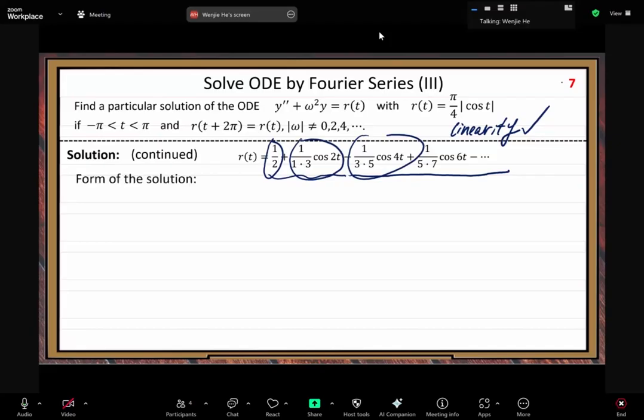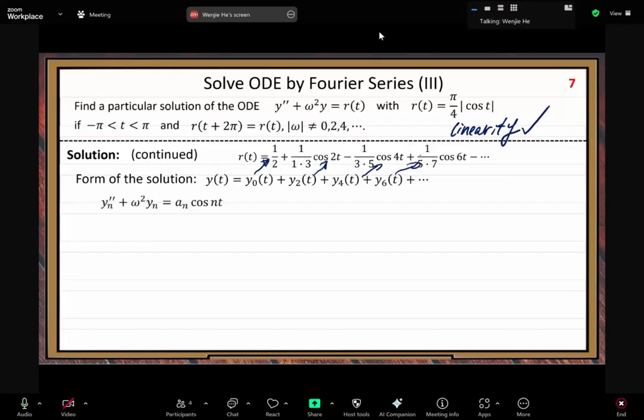So the form of the solution, we represent it as the sum of y0, y2, y4. y0 corresponds to the first term. y2 corresponds to the term with cosine 2t, and so on. Then we calculate each y function separately. So let's calculate. The general case is y2k, like that. But y0, let's take it out. Let's assume the y0 function is a constant, the constant part.